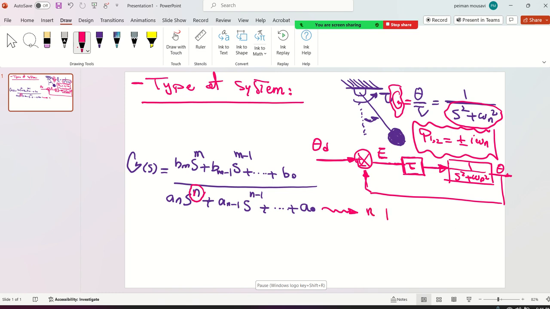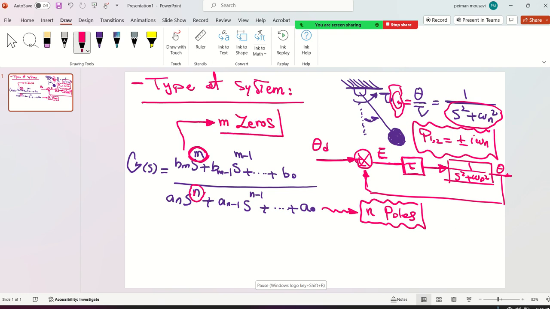Yes, n poles we have. That's right, this is from high school, because you have n roots. And how many zeros do we have here? Yes, m zeros we have here, for the open loop transfer function of any system I'm talking about.